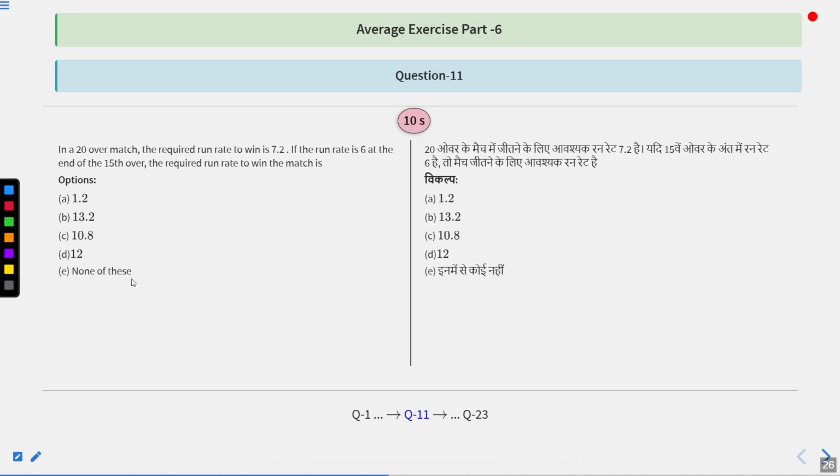Next one. In a 20 over match, the required run rate to win is 7.2. If the run rate is 6 at the end of the 50th over, what is the required run rate to win the match? You have 5 options and 10 seconds to analyze the question. Your time starts now.